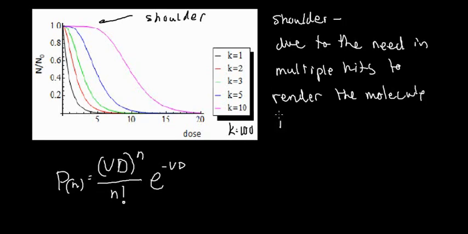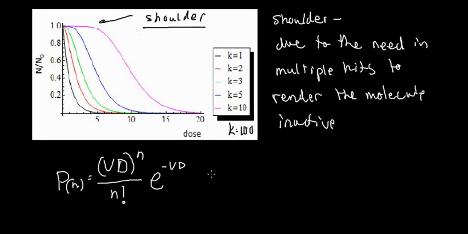And this should make sense to us. That means that the more hits I need for that molecule to be destroyed, the more dose I would need to apply to start seeing that drop in my fraction of surviving organisms. And this is the shoulder, and it's due to the number of hits required, and it is probabilistic, of course. So the more hits I would need, the longer it would take me to get all of my fraction of surviving organisms dropping.